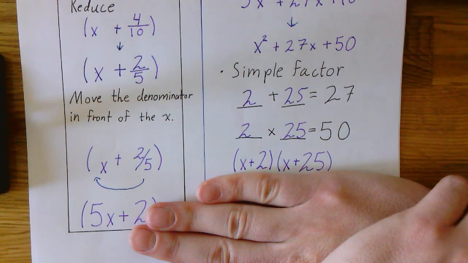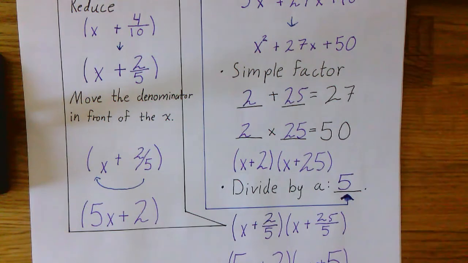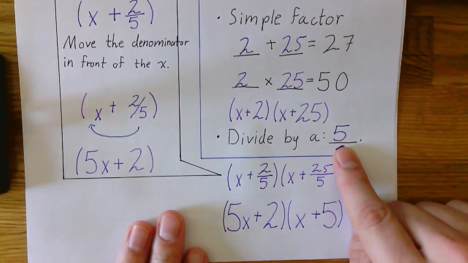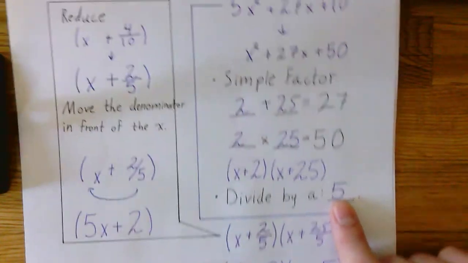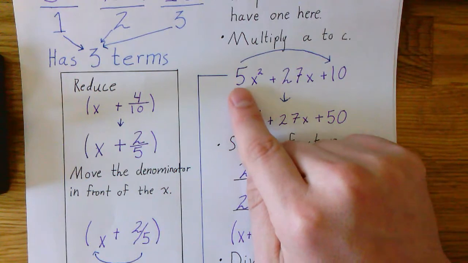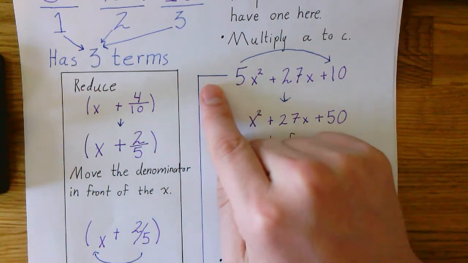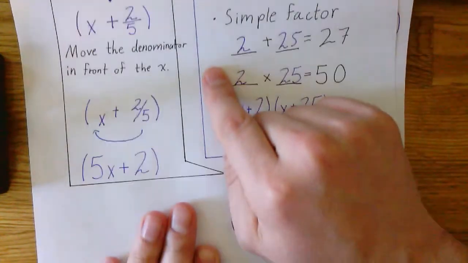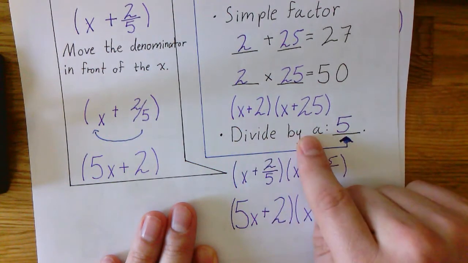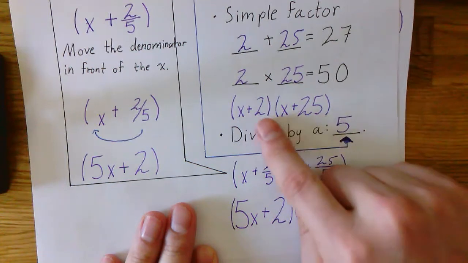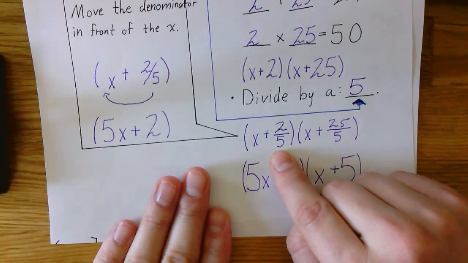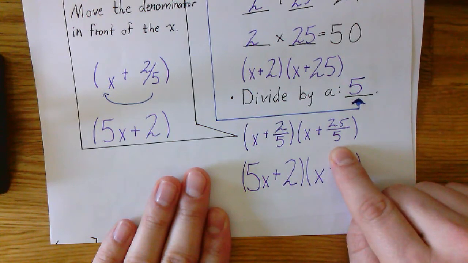Don't be a dingus. Don't stop here. Do the last step. We have to divide by the a term. In this case, our a term, when we started this complex factoring, is that 5. So we bring the 5. Follow the arrow. We use that 5. Divide by a. That's 5. So we're going to divide these numbers by 5. 2 divided by 5. 25 divided by 5.